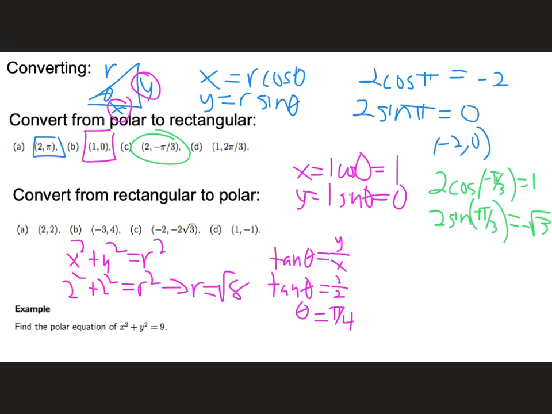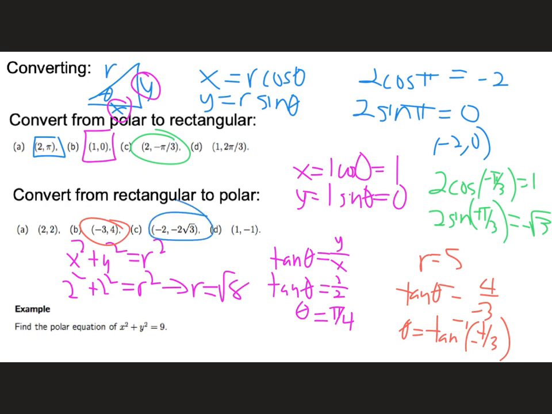Same idea for the next one. 3 squared plus 4 squared is 5 squared, so r is 5. And then the tangent of theta is going to be y over x. So theta is going to be the arctangent of 4/3. You don't have to know what that is. That's more of a calculator question. There is like a 37-degree angle and stuff like that in a 3, 4, 5 triangle. But if you don't know that, that is okay.